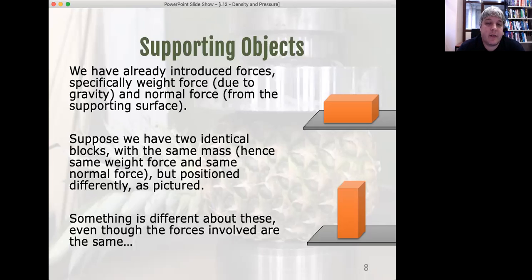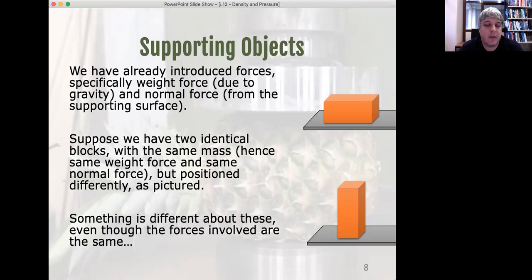But let's look at the images on the right here. We've got an orange block thing. It's sitting on a shelf. In the top diagram, it is lying on a long side, and in the bottom diagram, it's standing on its end. It's the exact same block in both cases. The exact same weight force, the exact same normal force, but now we've got two different scenarios. And there is something different about them.